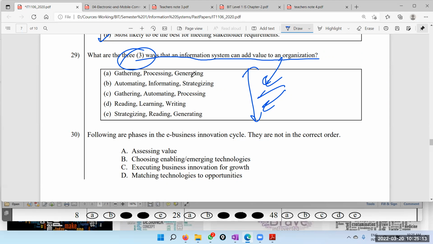Gathering, processing, generating, automating, informating, strategizing, reading, learning, writing.